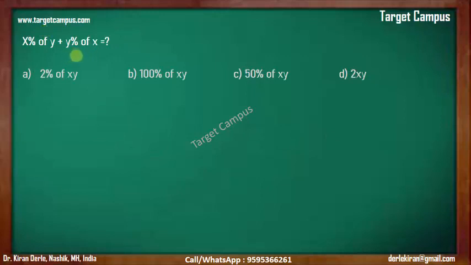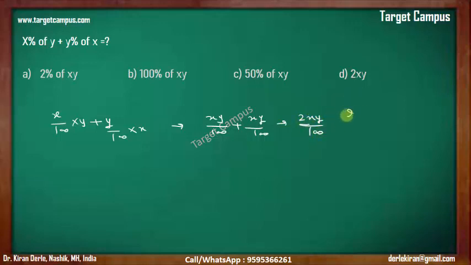X percent of y plus y percent of x is equal to what? By seeing the options we have to see. So x percent of y plus y percent of x is nothing but xy upon 100 plus xy upon 100. So this becomes 2xy upon 100, which can be written as 2 upon 100 into xy. This is nothing but 2% of xy according to our options. So just understand this traditional approach.